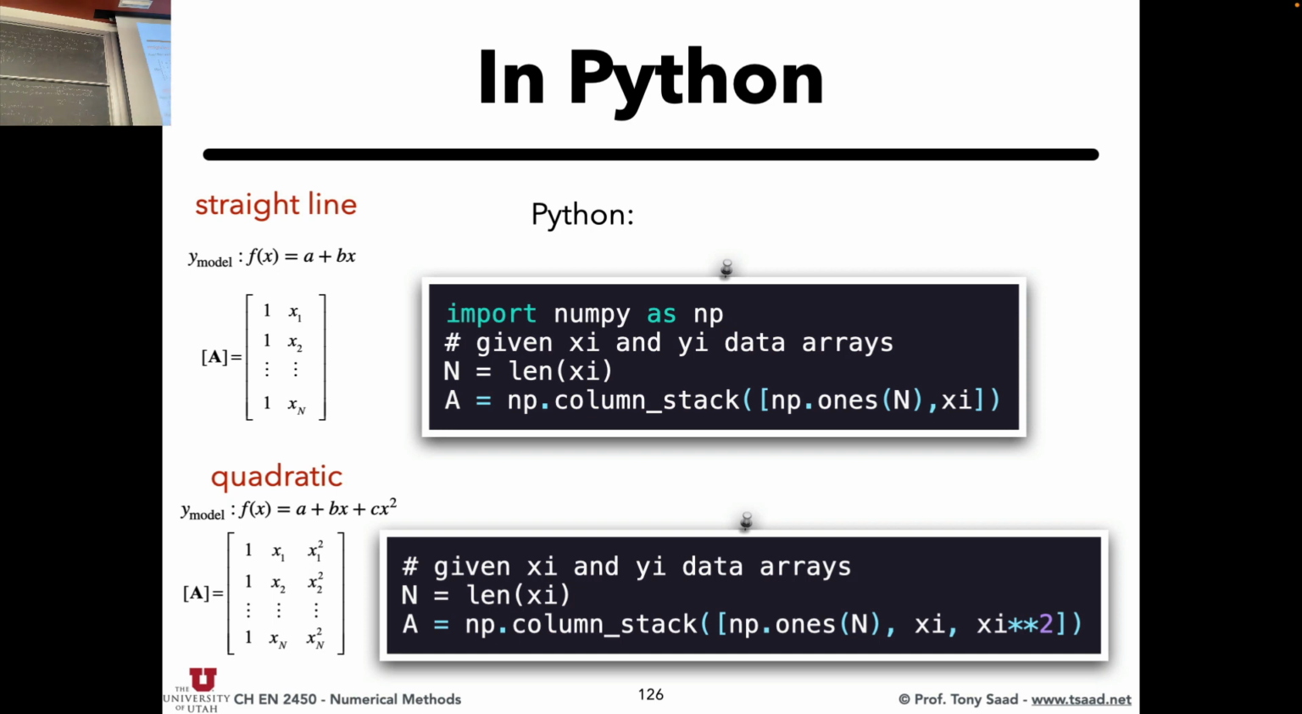So for example, to do the regression model a plus bx, you have the basis functions 1 and x. This is all I have to do: numpy.column_stack of np.ones of size n and xi. Same thing for the quadratic. My basis functions are 1, x, and x squared. So I'm going to stack 1s, I'm going to stack x, and I'm going to stack x squared. And that's all you need to do to build this matrix A.